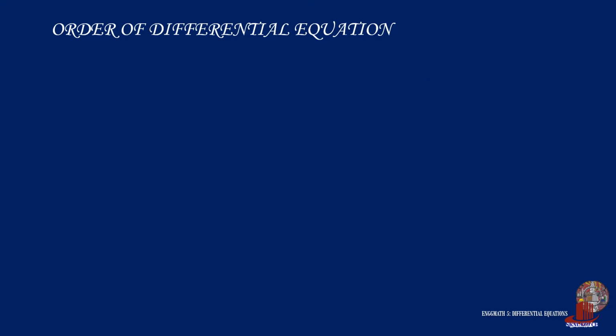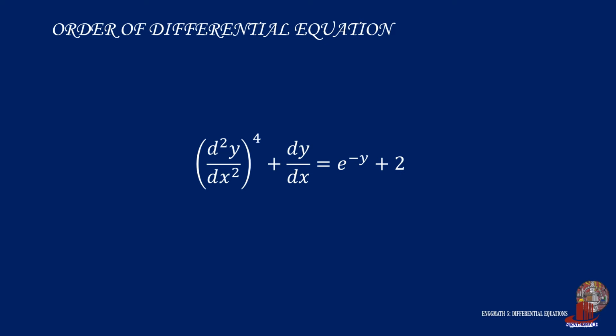In case there are more superscripts in the differential equation, such as the one shown, the equation is the fourth power of the second derivative of y with respect to x plus the derivative of y with respect to x is equal to e raised to negative y plus 2, where the first term has so many numbers on top. So as not to get confused, remember the definition of order, which states that it is the level of the derivative. So take 2 as it is the second derivative compared to the first derivative in the second term. So the order of this DE is 2.